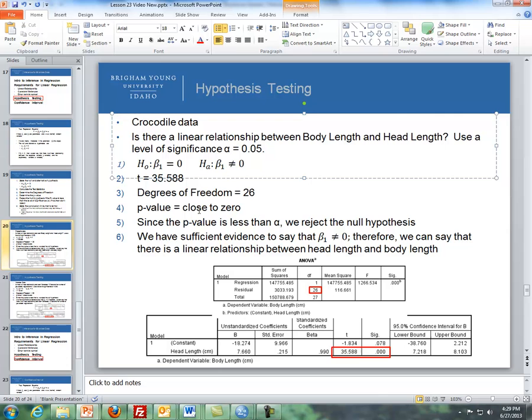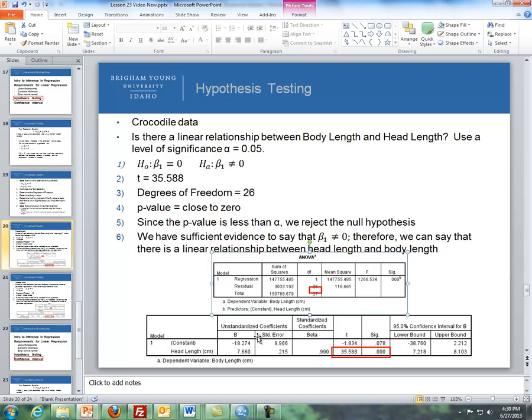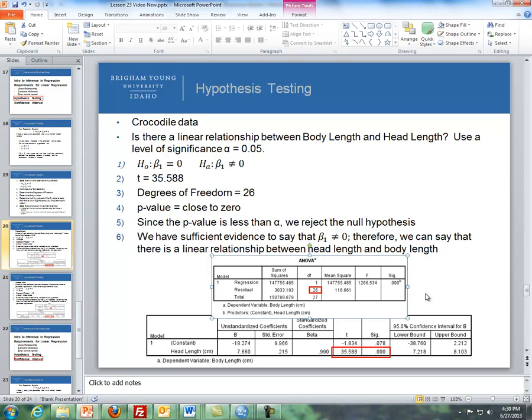And so we have our test statistic we get down here, which is 35.588. By the way, the bottom row for either Excel or SPSS always represents information for the slope. The top row for this type of chart represents the information for the y-intercept. Okay, so going back to this here, our test statistic is 35.588. Our p-value is close to 0, and our degrees of freedom we get up here in our ANOVA table, which is the line under the residuals. Our degrees of freedom would be 26.